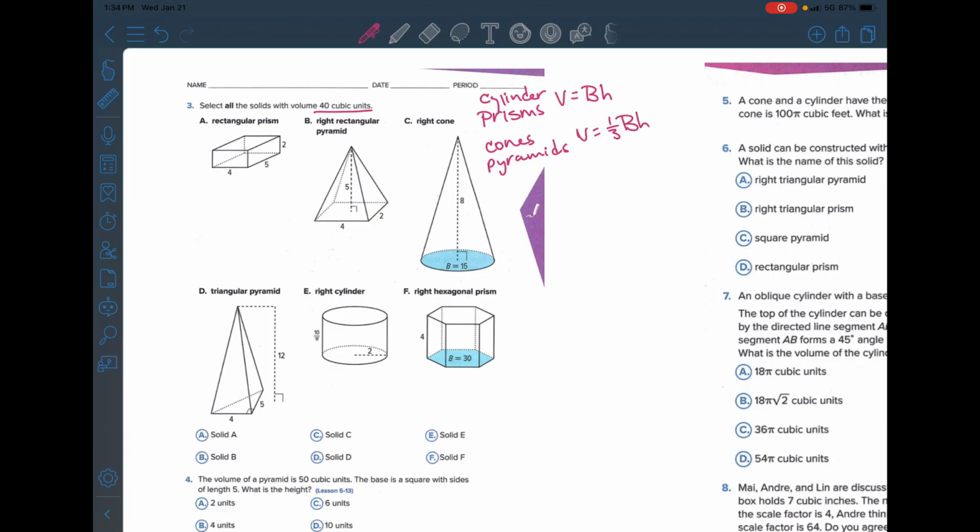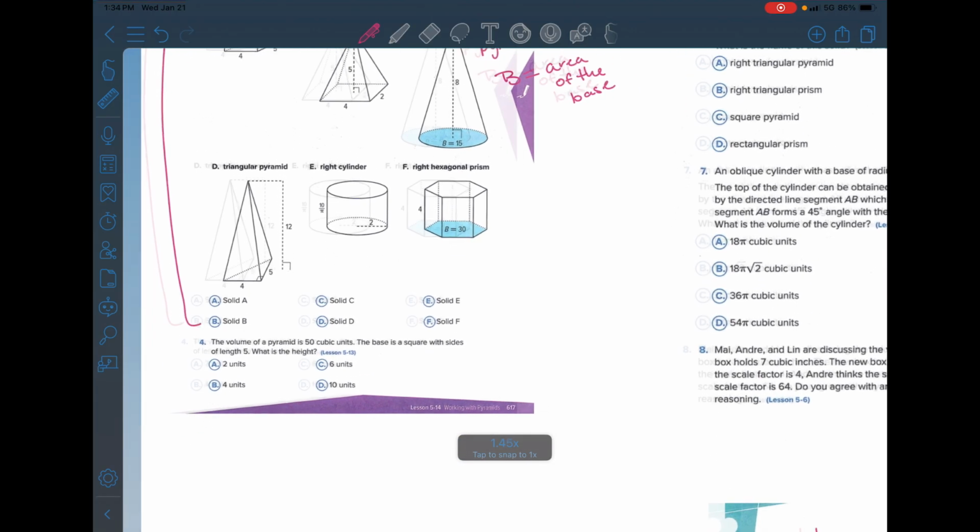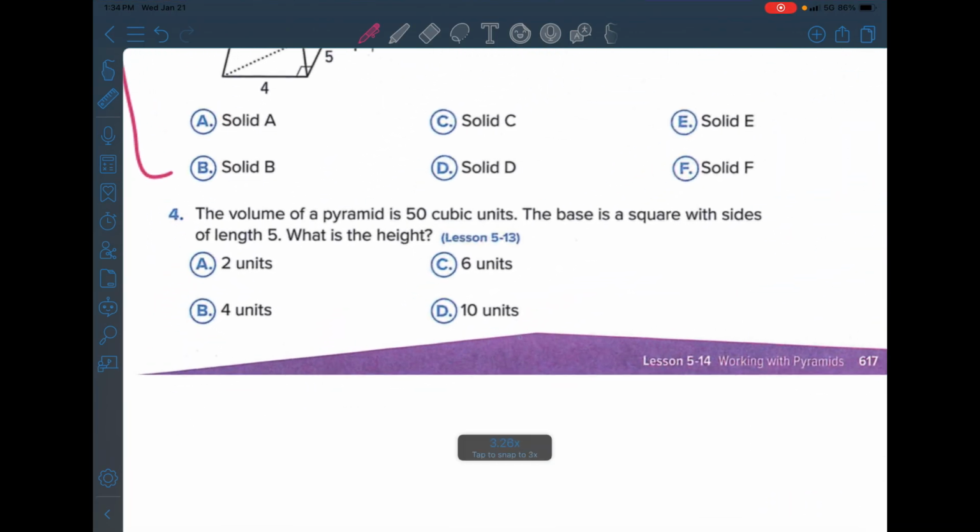So that capital B equals area of the base. You have to figure out what the area of the base is, multiply it times your height, and sometimes we divide it by 3. So I want you to do every one of these. And let's look at number 4.